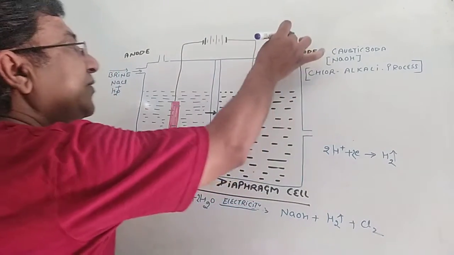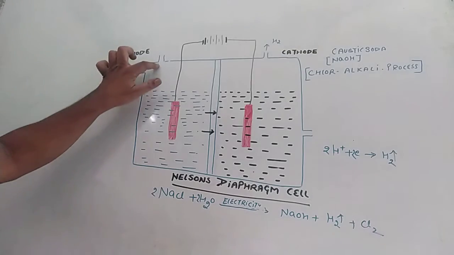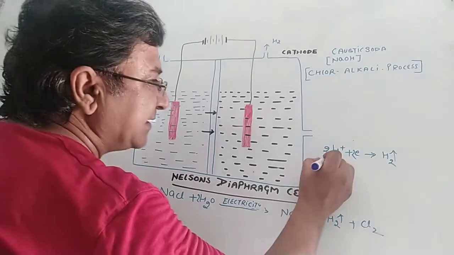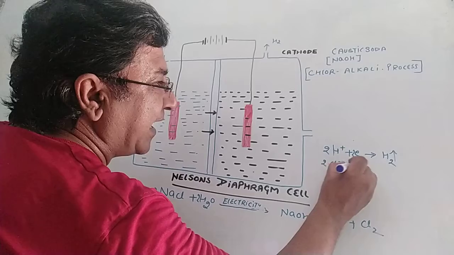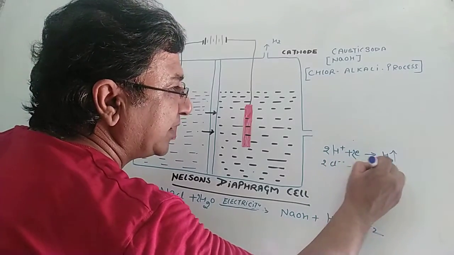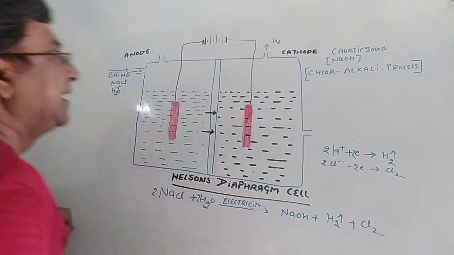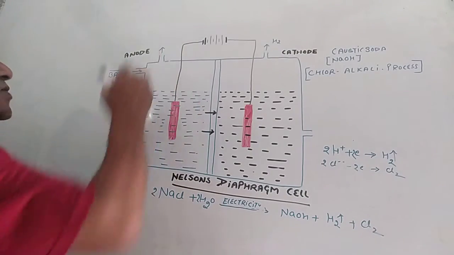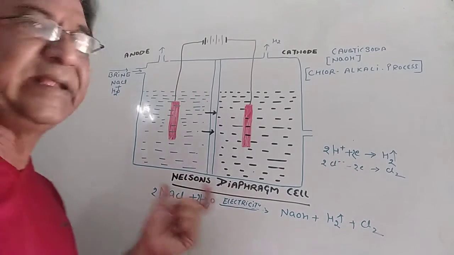Remember that at the cathode we will get hydrogen gas, and at the anode, in the same way, chloride ions already have electrons, so they will lose two electrons to become chlorine gas, and this chlorine gas will be collected on the anode side. Remember, this is very, very important.